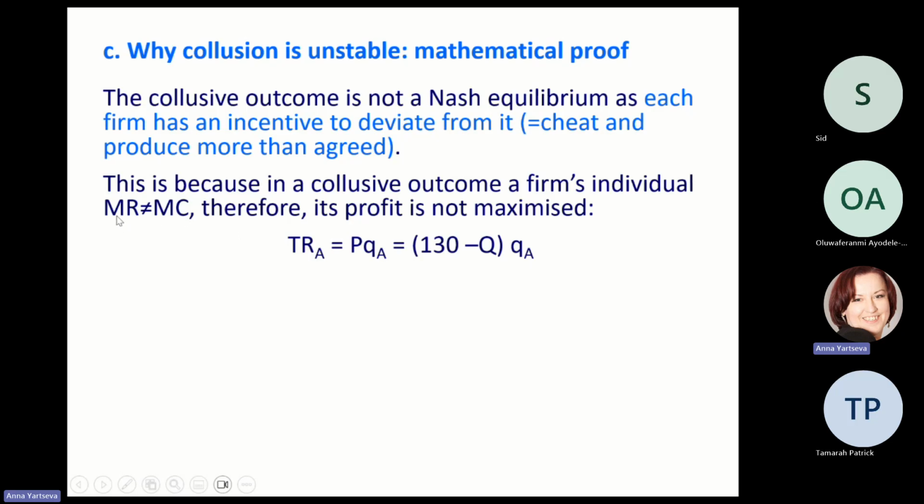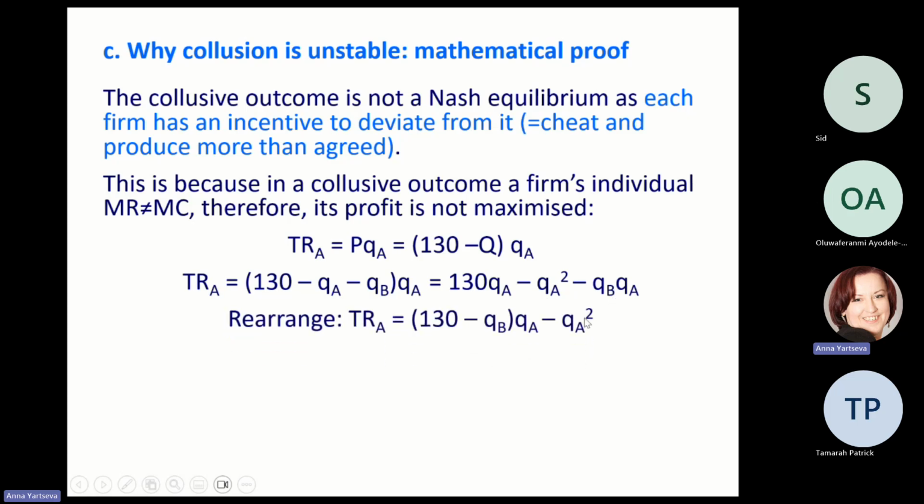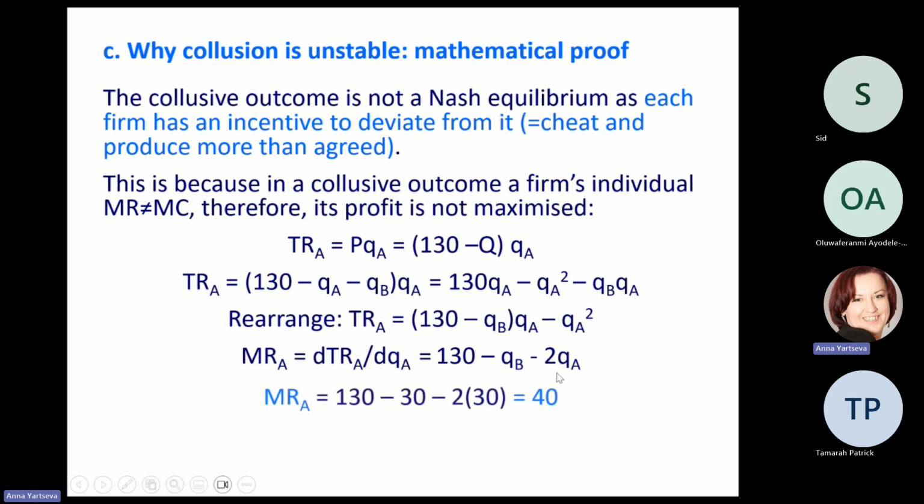To calculate marginal revenue, we need to differentiate total revenue, and this is exactly what we're doing. We take total revenue. This is our expression for total revenue: price times quantity. Price is taken from the demand function. We replace quantity with the sum of individual quantities and then open brackets. This will give us an expression for total revenue for company A. Then we've rearranged it, and now we can calculate marginal revenue. It's a derivative of total revenue. We differentiate it with respect to QA, and this is what we'll get. As a result, marginal revenue can be described by this expression.